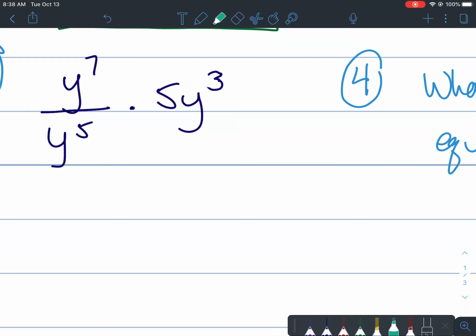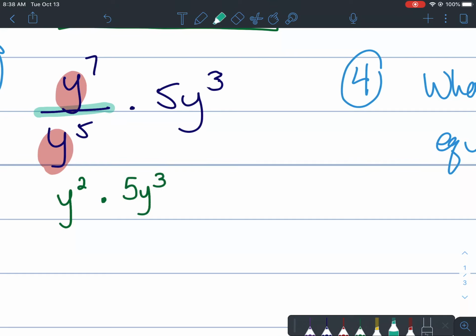So when we look at this, we ask ourselves, what is the operation? The operation is division. Since we are dividing, we have to check if the bases are the same. Yes, the bases are the same. They're both y. That means we can use the quotient rule. Y to the 7th divided by y to the 5th is y squared, because 7 minus 5 is 2. Now we're left with y squared times 5y cubed.